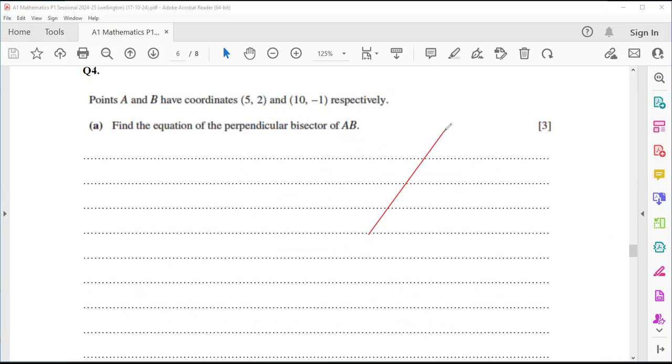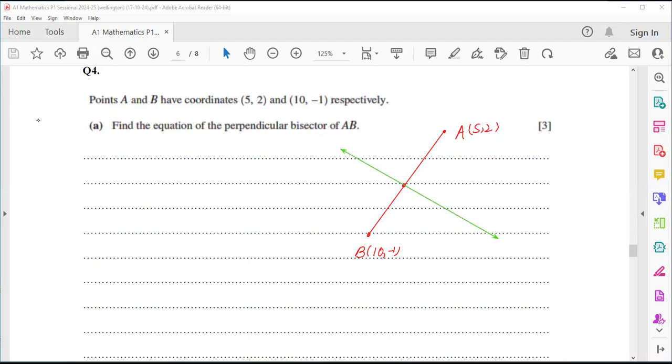This point is, suppose, A, with coordinates 5 and 2. The second point is, suppose, B, with coordinates 10 and −1. So this line, the green color line, is called the perpendicular bisector. This line is called the perpendicular bisector.